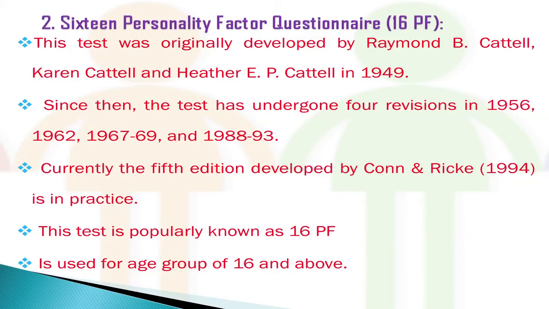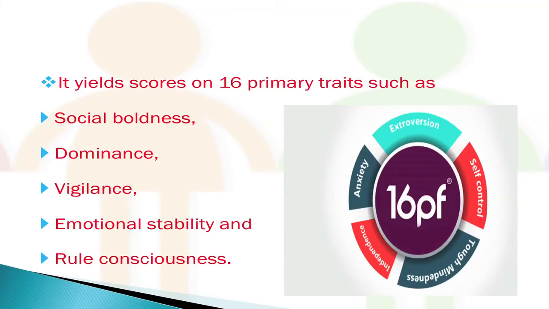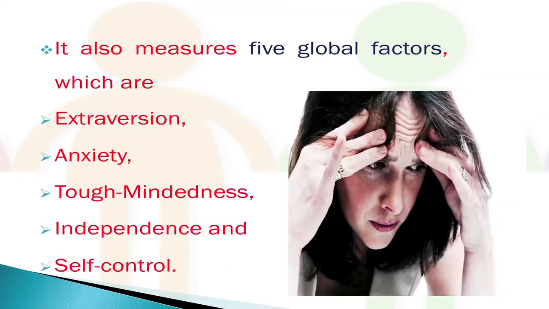Number 2, the 16 Personality Factor Questionnaire, which is called 16PF. This test was originally developed by Raymond B. Cattell, Karen Cattell and Heather E. P. Cattell in 1949. It yields scores on 16 primary traits such as social boldness, dominance, vigilance, emotional stability and rule consciousness. It also measures 5 global factors which are extraversion, anxiety, tough-mindedness, independence and self-control.